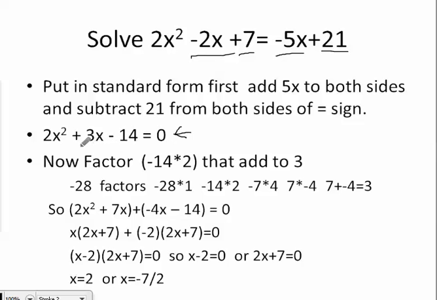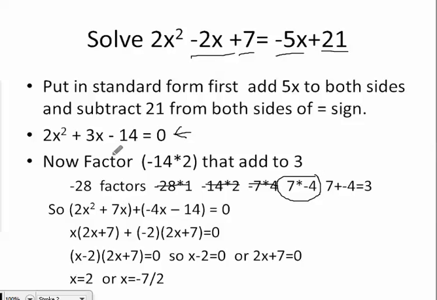Now, to factor this, I'm going to take 2 times negative 14. That's negative 28. And they have to add up to a positive 3. So if I look at my factors, negative 28 times 1. Well, that doesn't add up to 3. Negative 14 plus 2. That adds up to negative 12. That's not going to work. Okay. Negative 7 times 4. Well, negative 7 times 4, that adds up to negative 3. That gave me a big clue right there. I'm going to use 7 times negative 4. That's going to add up to a positive 3. That's my term that I'm looking for.